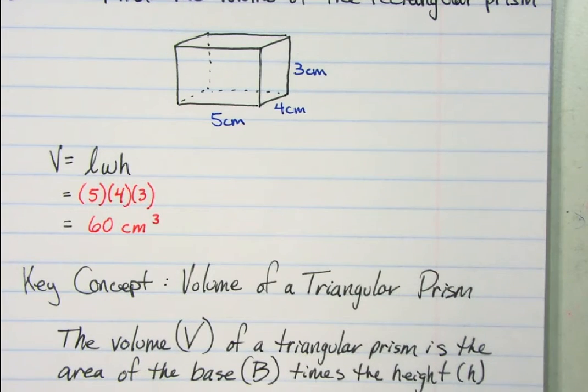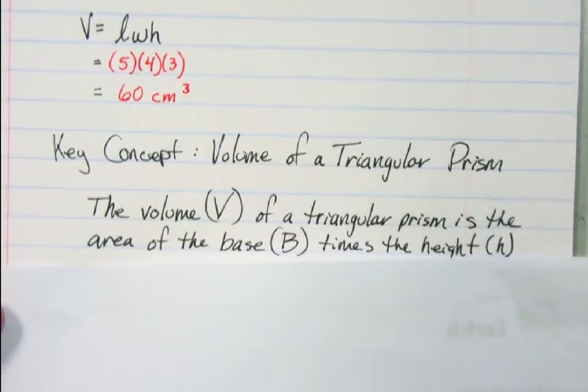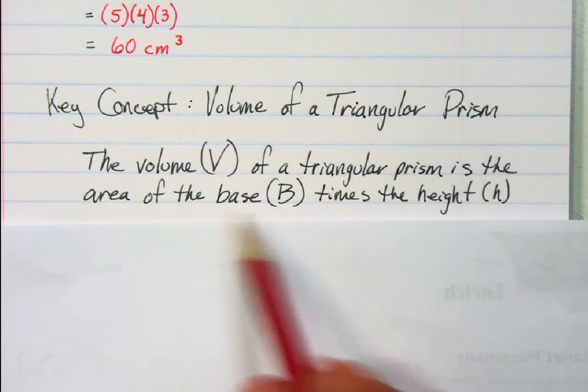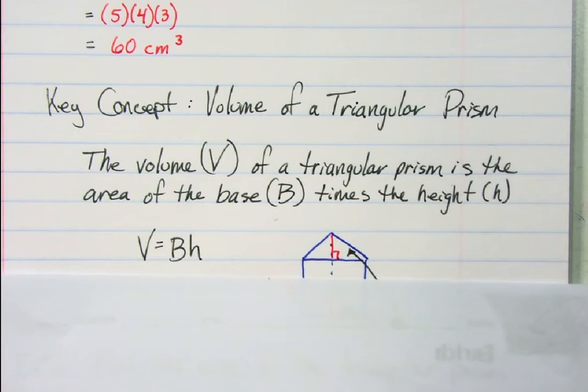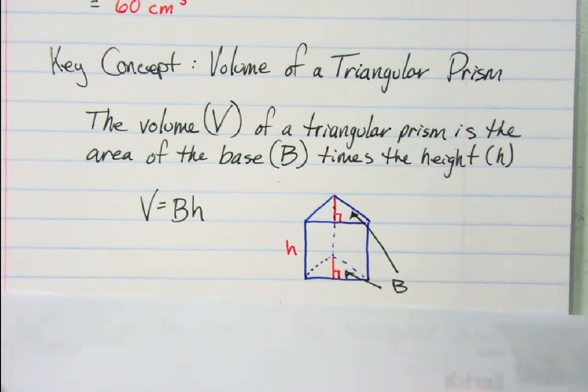Let's take a look at another one, key concept. How about the volume of a triangular prism? It's going to be very similar, but slightly different. The volume of a triangular prism is the area of the base times its height. This is the formula. So you say the area of the base. What are you talking about? Well, let's take a look.